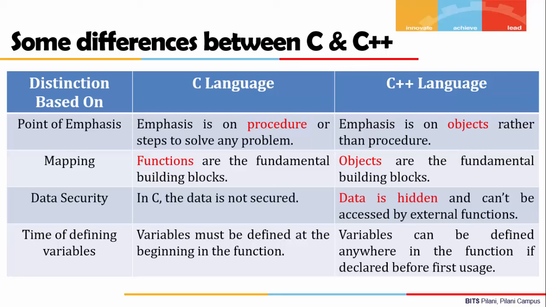Data is hidden in C++. That is, in terms of data security, data is hidden and cannot be accessed by external functions. Hence, data is more secure in C++, whereas in C programming language, data is unsecured. Then, the time of defining variables. In C, the variable has to be defined at the beginning in the function. In C++, variables can be defined anywhere in the function.